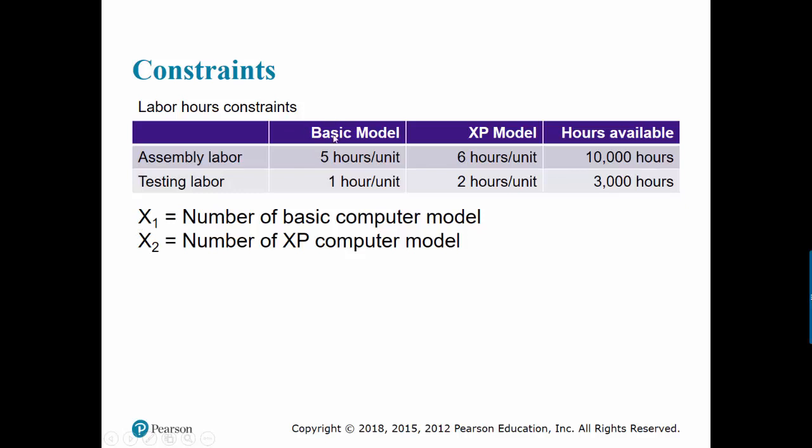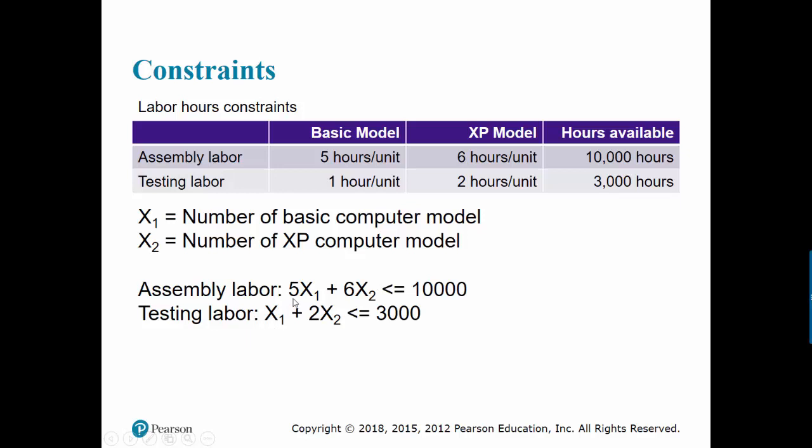X sub 1 is the number of Basic. 5 hours of assembly is needed for each Basic, so 5 times X sub 1 tells us how many assembly labor hours we need for Basic. Similarly, 6 times X sub 2: 6 hours per unit and X sub 2 units of the XP model. So 5 X sub 1 plus 6 X sub 2 gives us the total assembly hours we will need, and we have to stay within 10,000. So 5 X sub 1 plus 6 X sub 2 is less than or equal to 10,000.